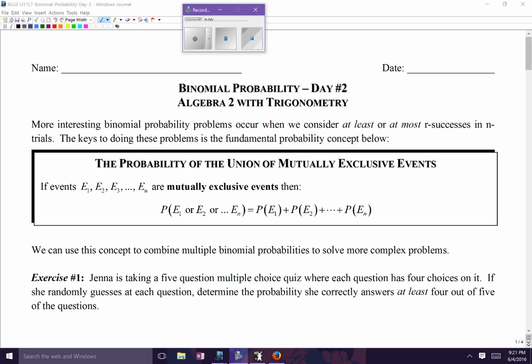Guys, we're going to do binomial probability day 2. This is unit 11, lesson 7. Today we're going to be concentrating on mutually exclusive events, and the definition of a mutually exclusive event is, in logic and probability theory, two events are mutually exclusive if they cannot both occur at the same time.